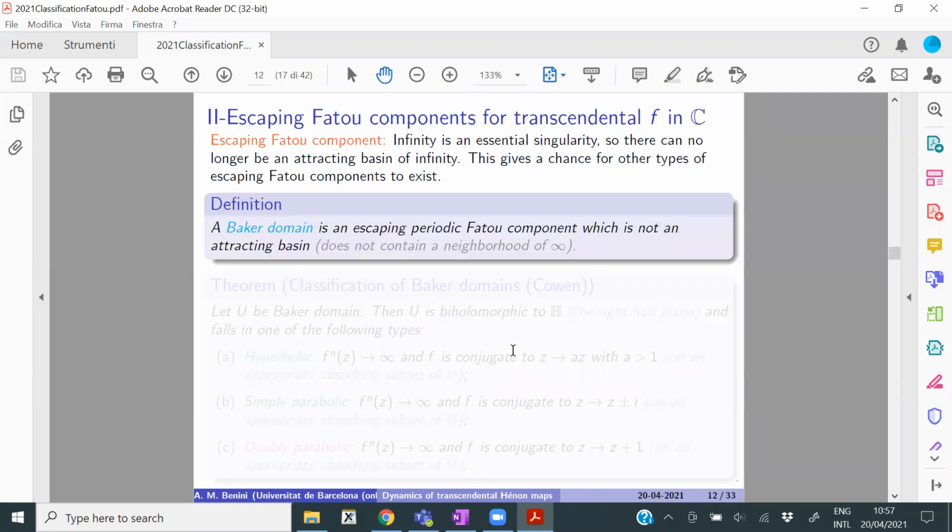And these Fatou components are called Baker domains. So what is the definition of a Baker domain in one variable? There are several equivalent definitions. One that you can look at is that a Baker domain is an escaping Fatou component which is not an attracting basin. Now, the standard definition that you've probably seen is that a Baker domain is a periodic Fatou component on which the iterates converge to infinity, okay?